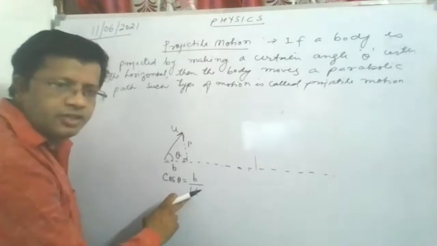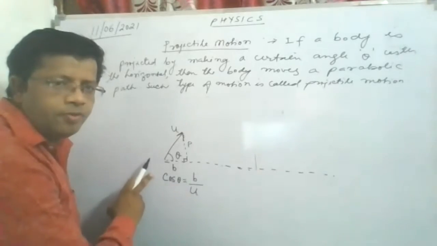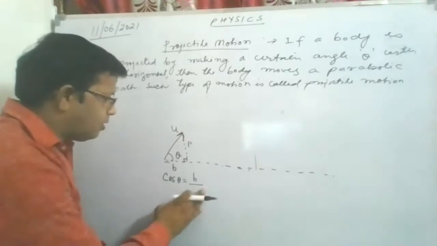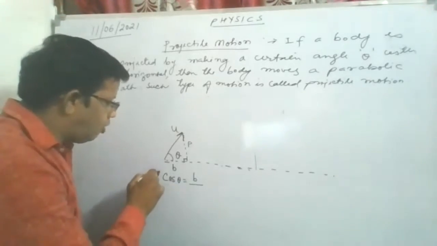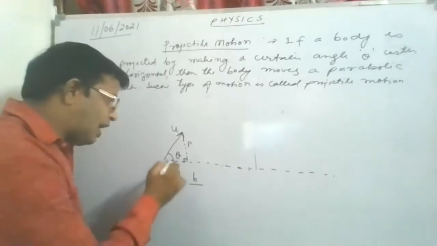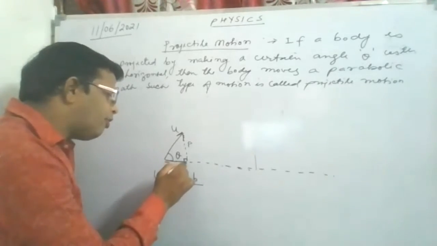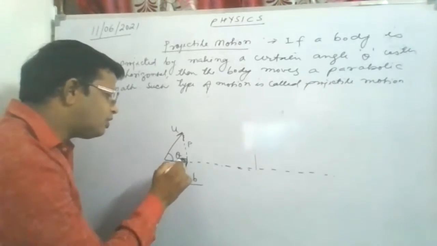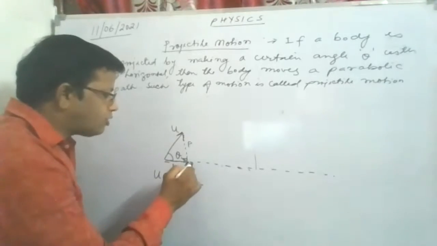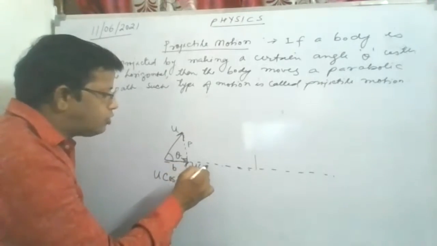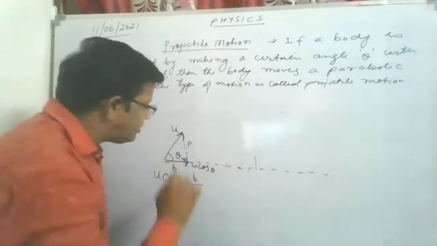But this is in division on this side, so it will come to the other side and become a product. So the base will become u cos theta. It means along the base, the component of velocity is u cos theta. U cos theta is the component of velocity in the horizontal direction.